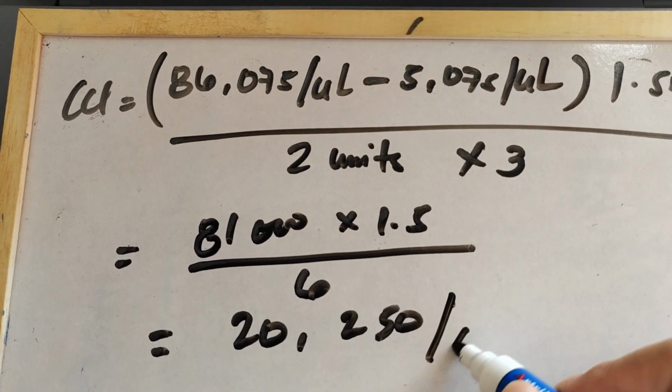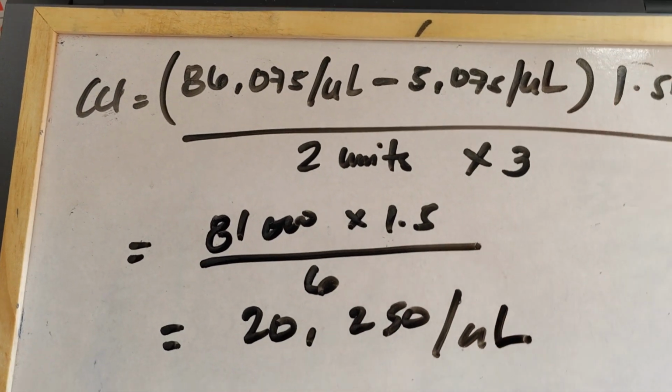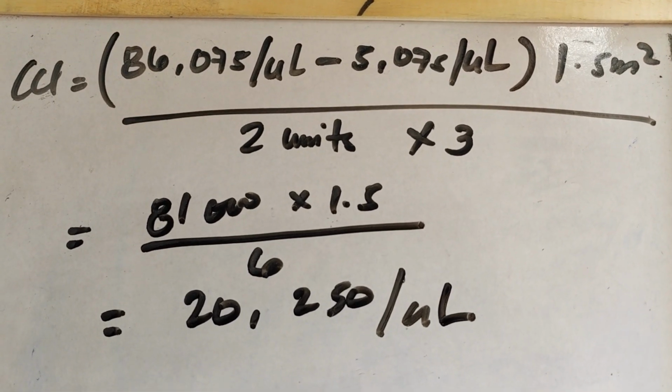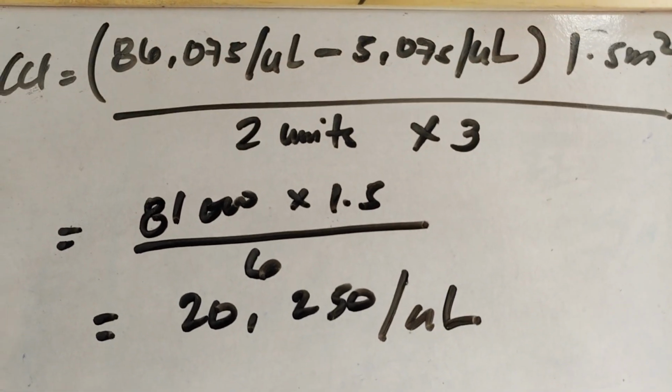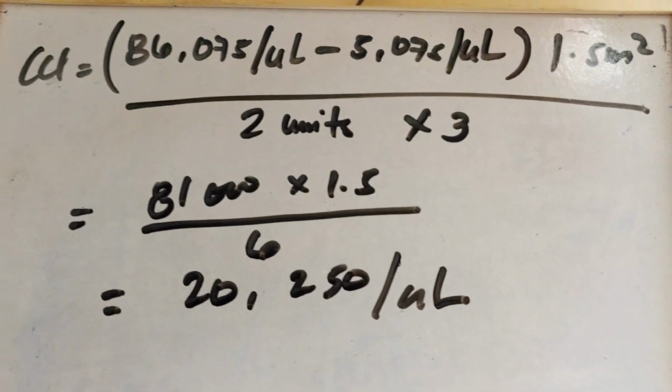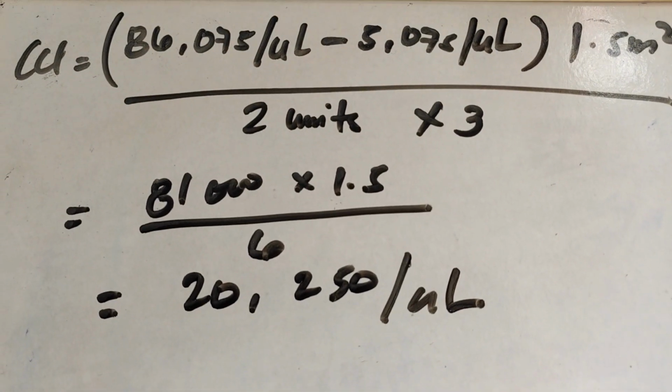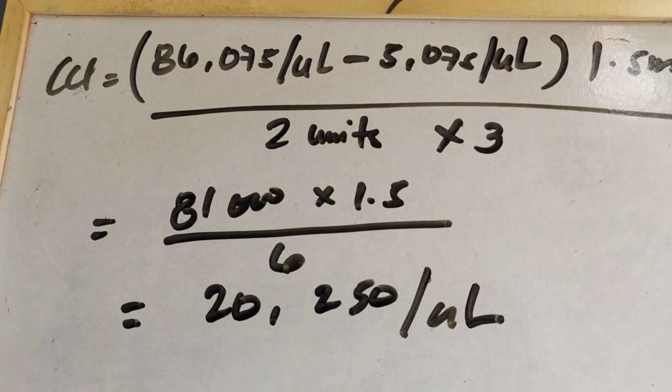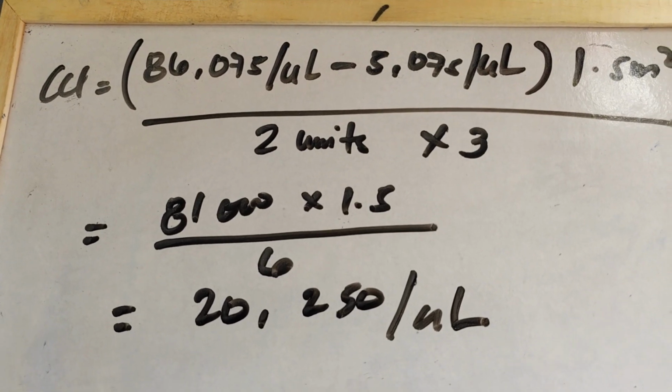20,250 per UL. That's above 20,000, which means it's good. A good increment also happened for this patient. So that's how you compute for your CCI.